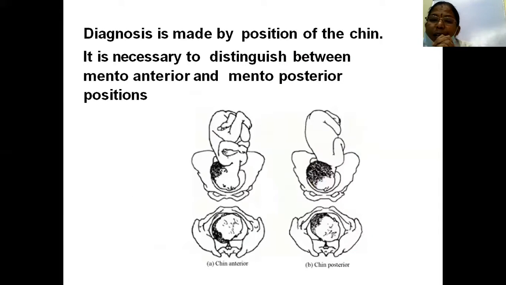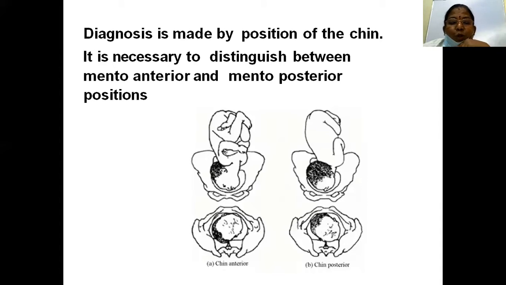So how do you diagnose? Usually, face presentation is classed as primary and secondary. Primary means it is a face presentation before the onset of labor, and secondary means it is the changes which happen during labor. Primary face presentation is very rare. Usually it is secondary, when there is some change during the mechanism of labor and the occiput turns into the face presentation.